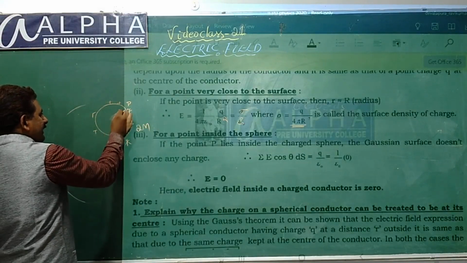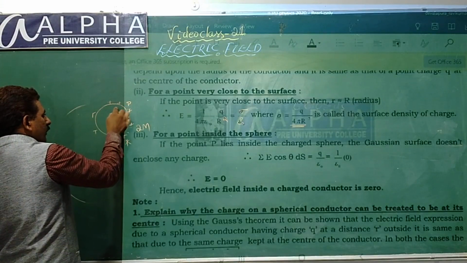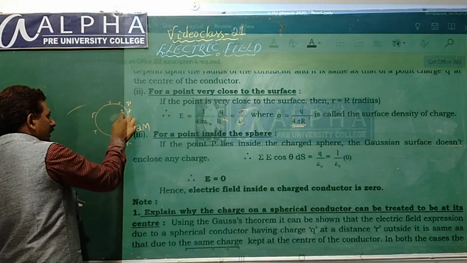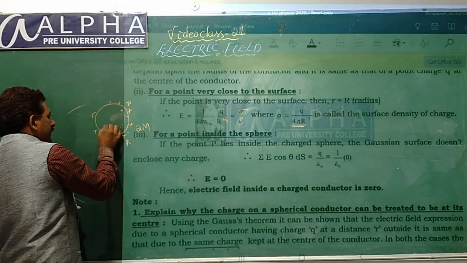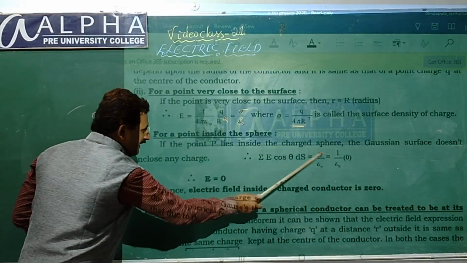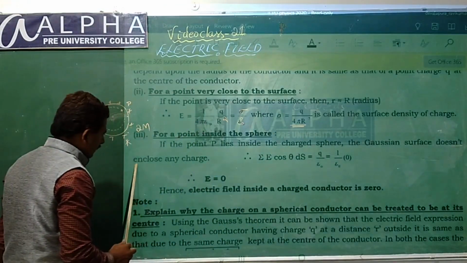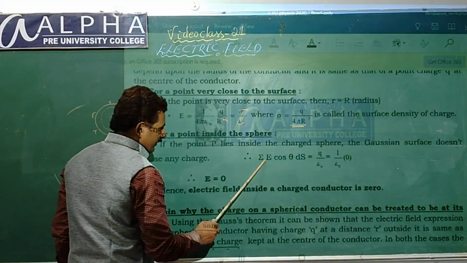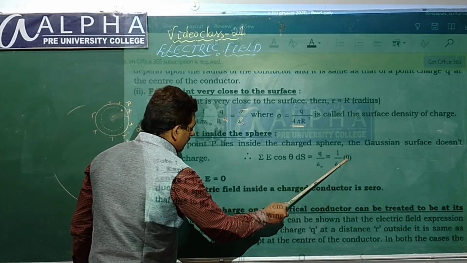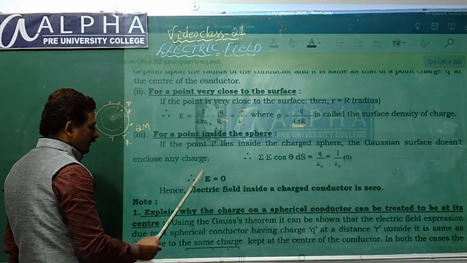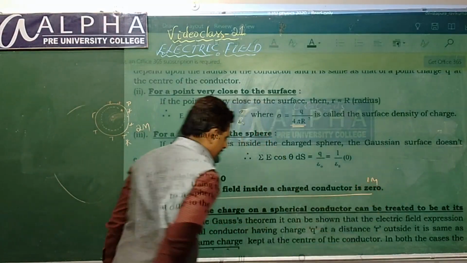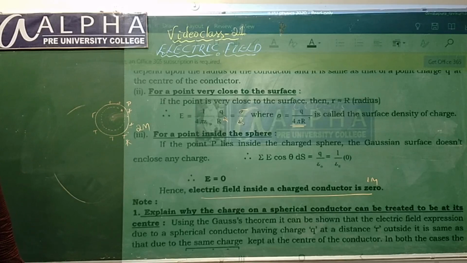If we bring the point inside the conductor, there will be no electric field. Why? Explain. The answer is very simple. If you bring the point inside the conductor, there are no charges inside. Now if you draw a Gaussian surface, it does not enclose any charge. So the electric flux on the left side, integral E cos theta ds, equals Q by epsilon 0, where Q is 0. Therefore the electric field becomes 0. So the electric field inside a charged conductor is 0. Very important, a 1 mark question. Remember this, students.